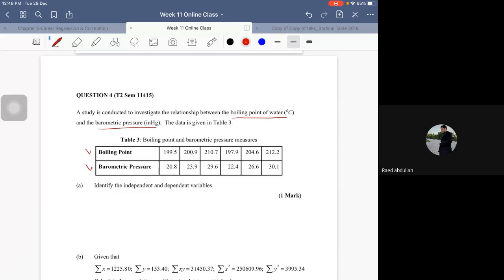So first of all, when you have a look at the question, you first have to identify which is going to be the x variable and which is going to be the y variable. If you interchange them, x becomes y and y becomes x, automatically your whole calculation is going to be wrong. So the first step is you have to be able to identify which one is x and which one is y. So can somebody tell me for this case right here, which one do you think is going to be the x variable? Which one is the independent variable? Does boiling point depend on barometric pressure, or does barometric pressure depend on boiling point?